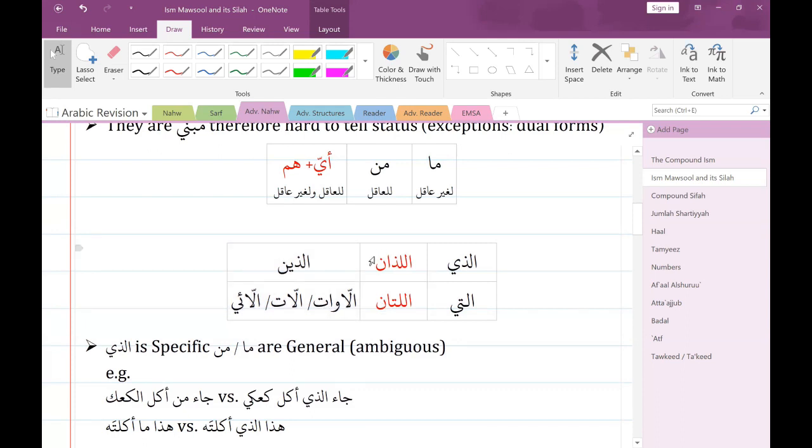So alladhi, alladhani, alladhaini, alladhina, allati, allatani, allataini, allawati, allati, allai. These are the three plurals for allati, the female version.